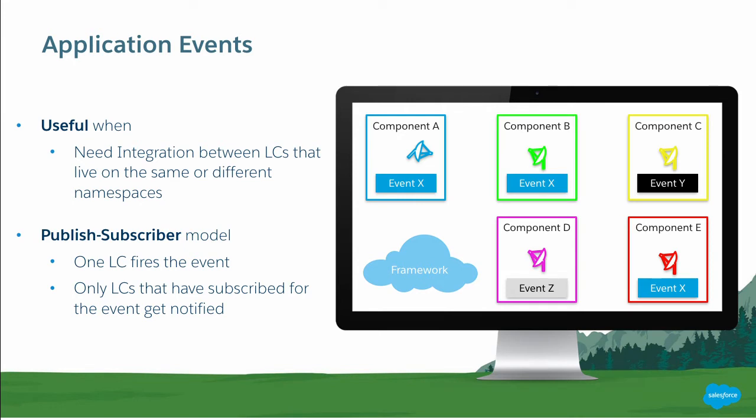And application events follow a publish-subscribe model, meaning that one Lightning component fires the event. So you can see here on the monitor, component A is firing this application event of type event X, and only the Lightning components that actually subscribe to that same application event type are going to be able to handle and receive the information that component A is sending. So notice that only components B and E can actually handle this Lightning application event, and components C and D don't know anything about that application event, even though they can live on the same Lightning page, right? So let me show you how we use that in our use case.